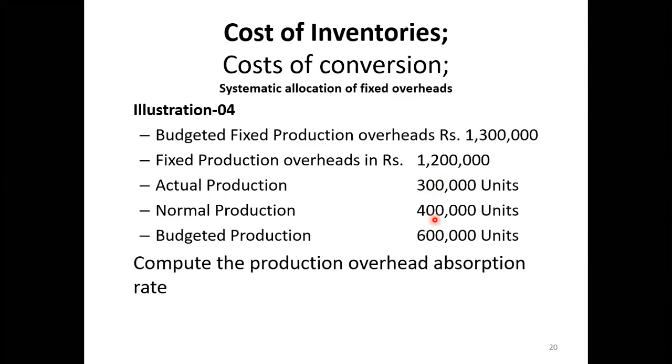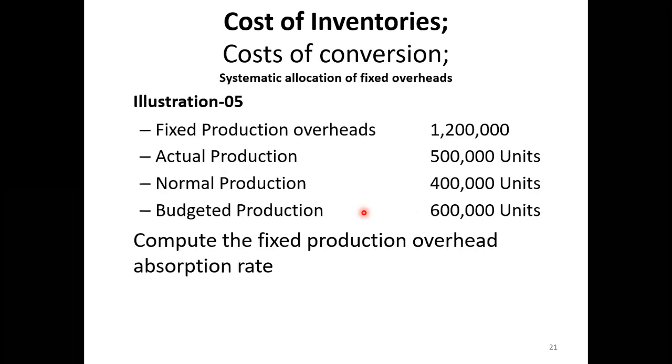Three rupees per unit, and the number of production is 300,000. Then how much? 900,000 will be charged, allocated for the cost of production. The balance 300,000 will go to where? The P&L account, as an expense. Clear? Right. We move to the second one.